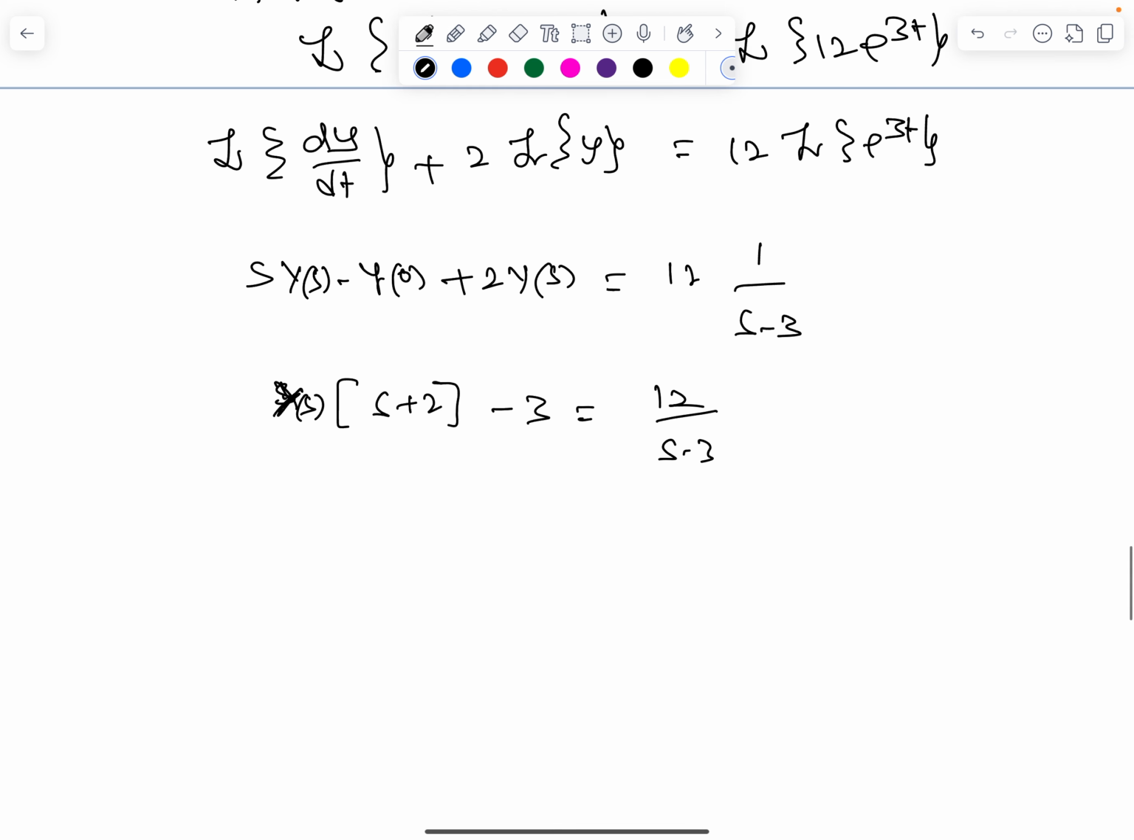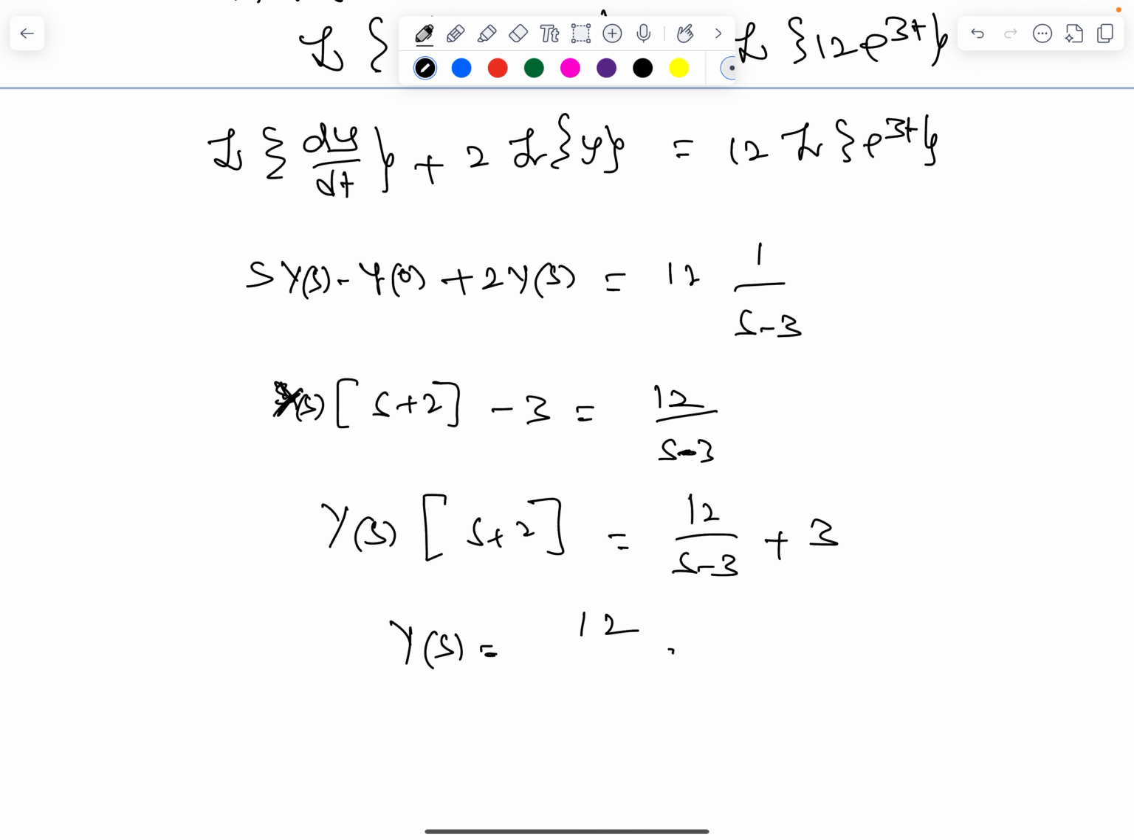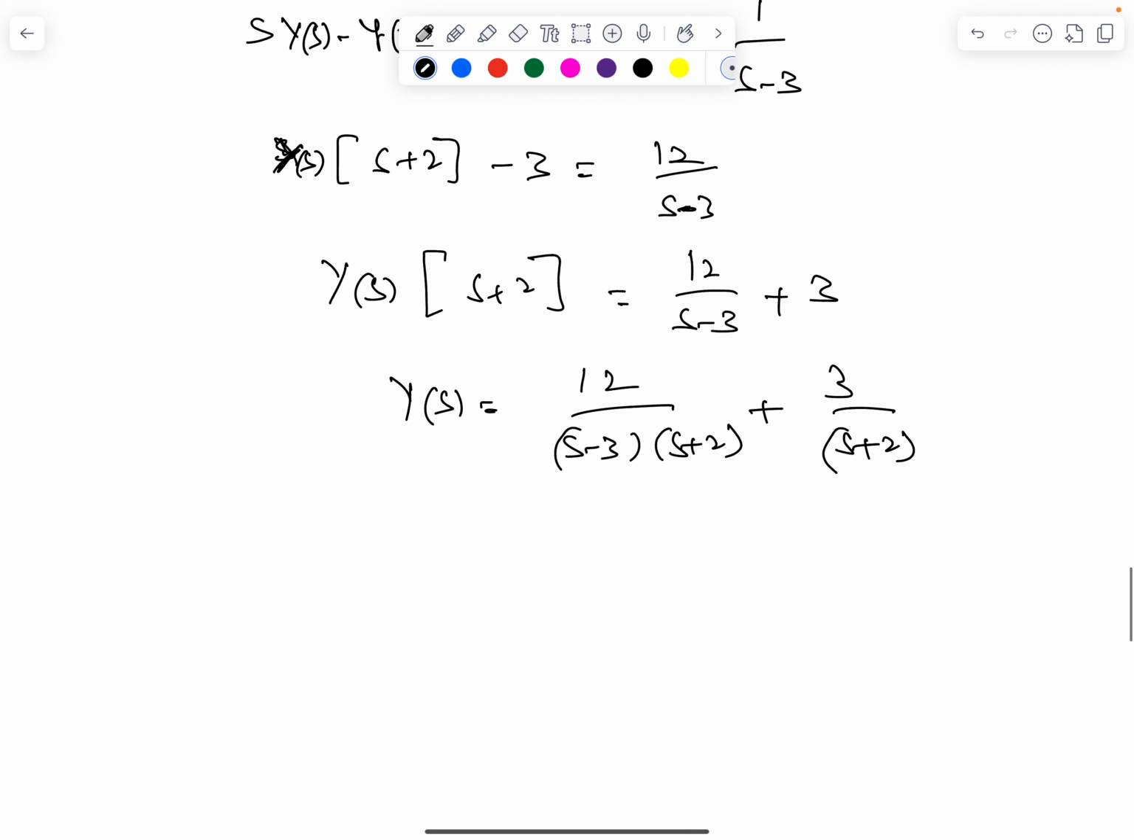And further, if you simplify Y of s into Y plus 2, which is equal to 12 by s minus 3 plus 3. Now, capital Y of s is equal to 12 by (s minus 3)(s plus 2) plus 3 by s plus 2. Now, if you try to simplify this using partial fractions, you have to use the partial fractions to simplify further, or otherwise you can apply the cross multiplication and then simplify that as well.